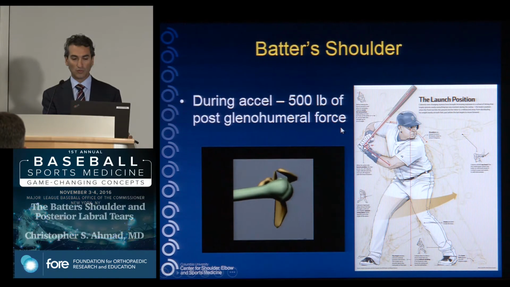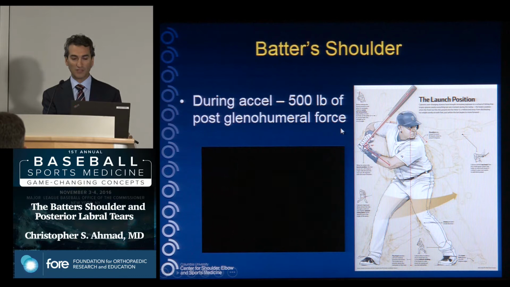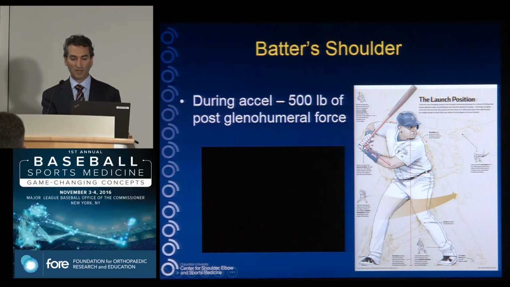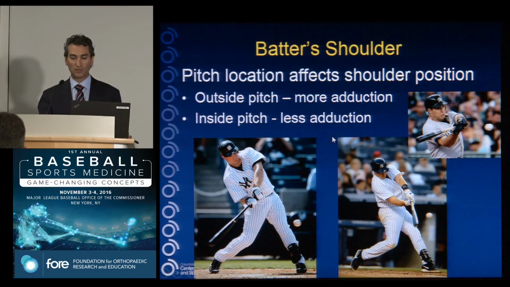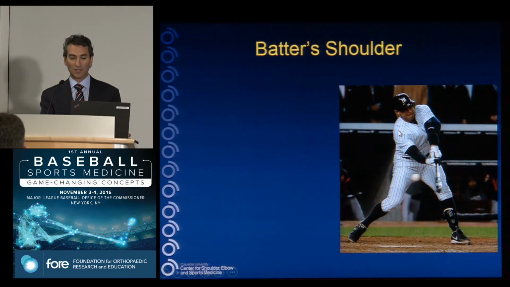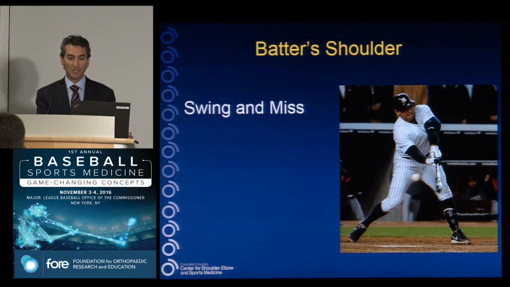They develop all this kinetic energy and then they transfer it to the bat and attempt to really crush the ball. So during this acceleration phase, where you're driving forward and uncoiling, you have this tremendous posterior directed force, 500 pounds on the glenohumeral joint, and the humerus is in adduction and internal rotation. So this is a setup for that posterior instability. And in fact, certain pitches create more adduction. Outside pitches are going to be more of a problem than inside pitches.